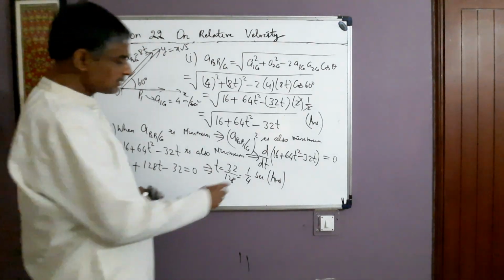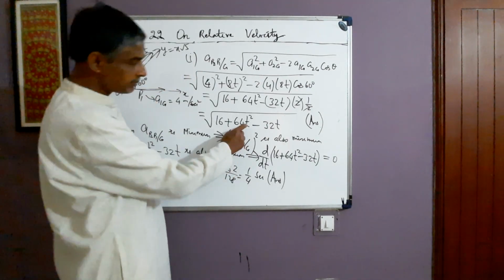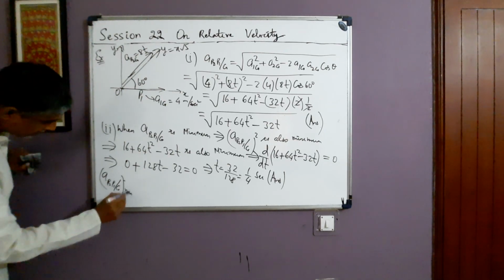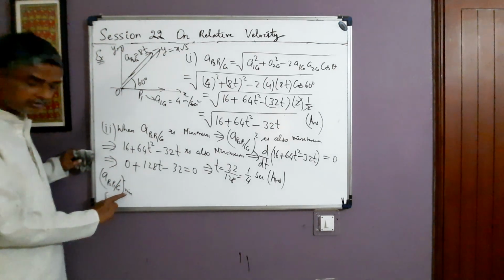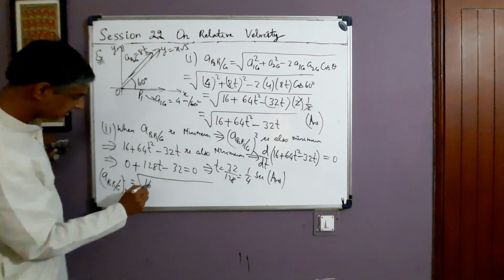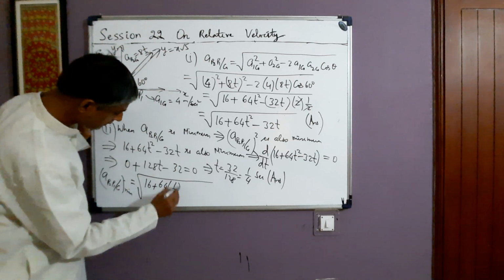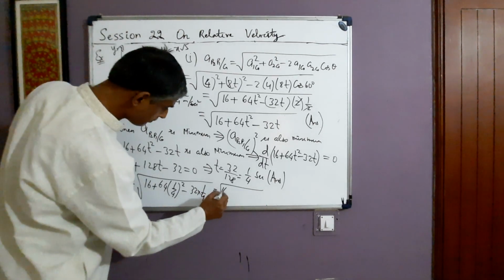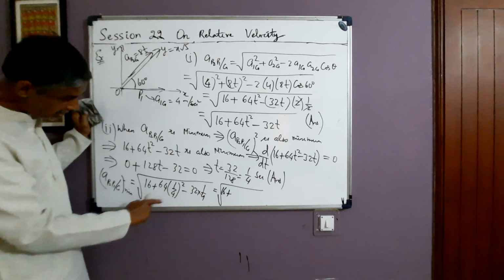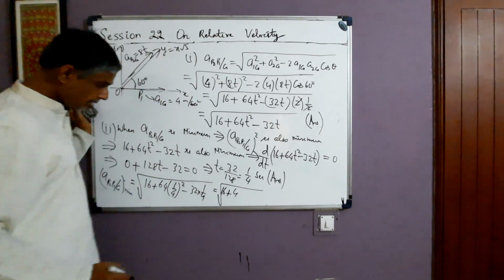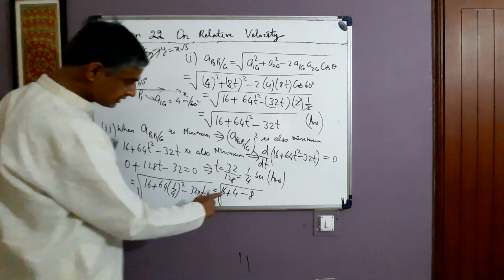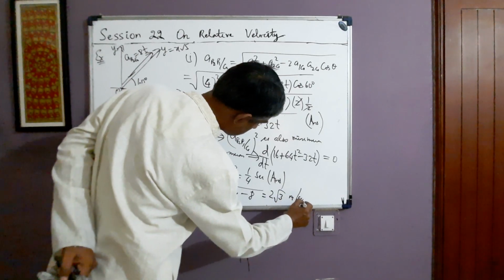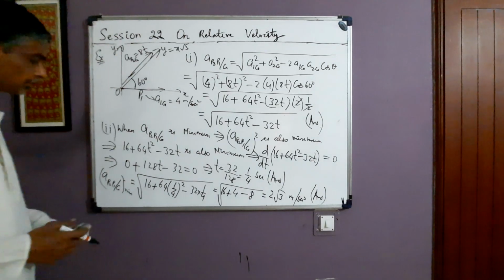And last, we have been asked to find out the minimum value of this relative acceleration. For that, we put the value of t in this expression. So A P2 P1 G minimum value, MIN meaning minimum, will become equal to root under 16 plus 64 into 1/4 the square minus 32 into 1/4. This becomes 16 plus 64/16, which is 4, minus 32/4 which is 8. So 16 plus 4 becomes 20 minus 8, 12. 12 becomes 4 into 3, so 2 root 3 meter per second square is the required answer.